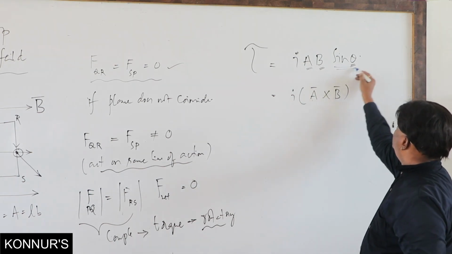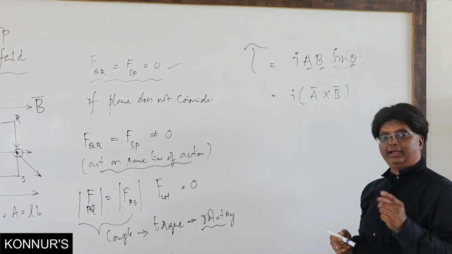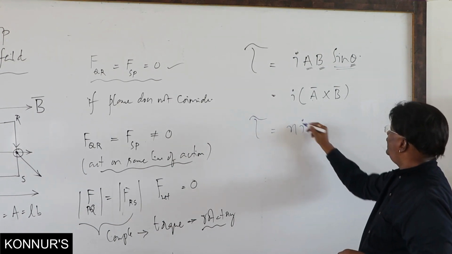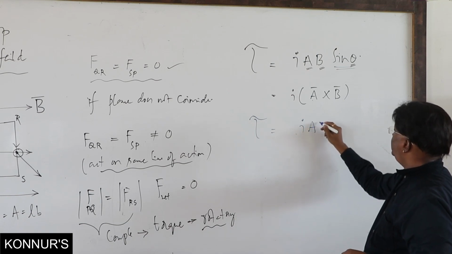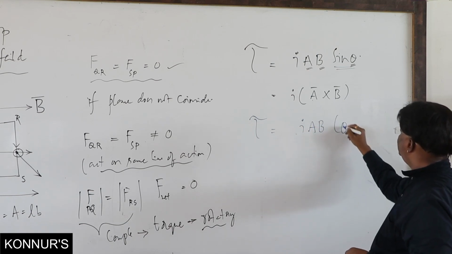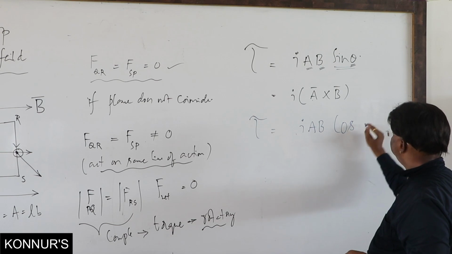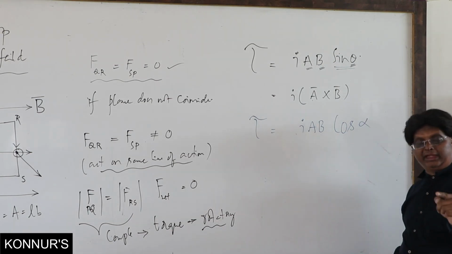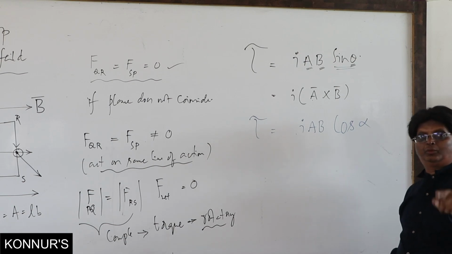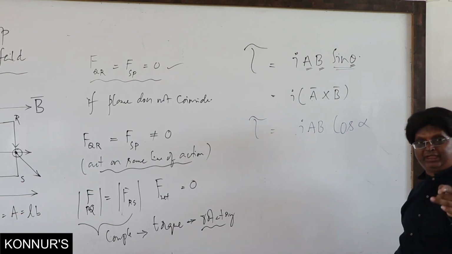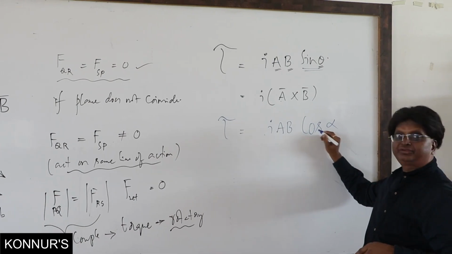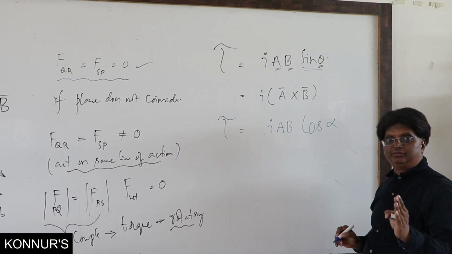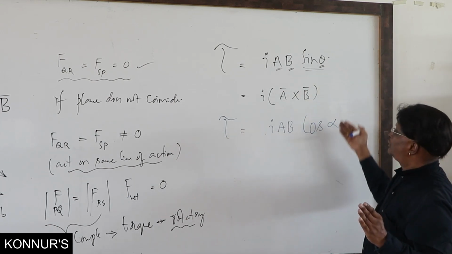Therefore, this sin theta I will use for the case of the angle. Supposing the same expression, I will write tau is equal to IAB cos alpha, when the angle is made by the B bar vector with the plane of the loop or plane of the coil. Then we will use cos alpha. So without any confusion, we should make use of this theta or alpha case.